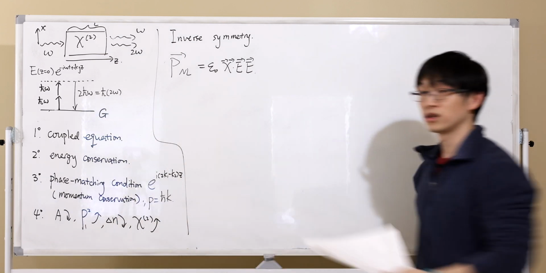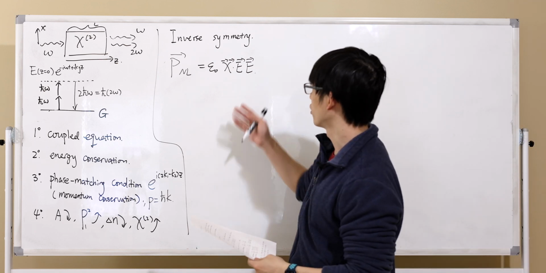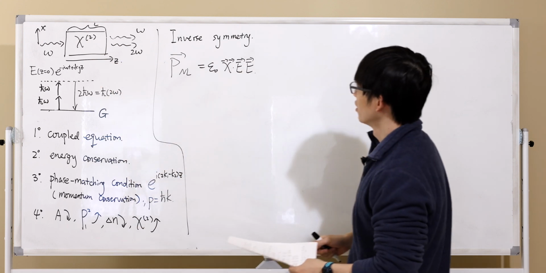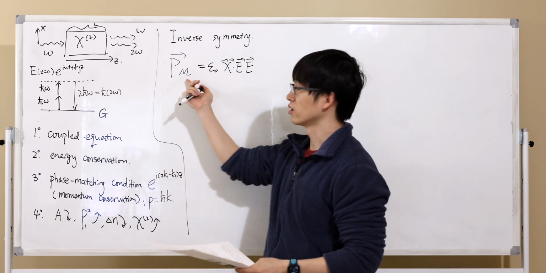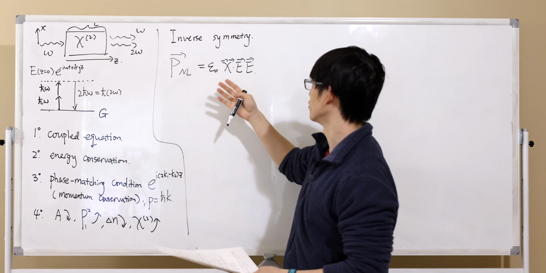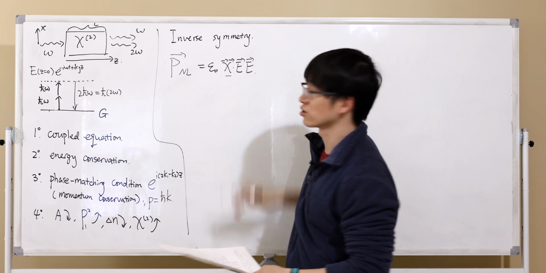Okay, so this is a nonlinear polarization expression, and if you want to generate a second harmonic generation, a second harmonic line, of course you want the nonlinear polarization to be non-zero, right? And then according to this equation, this has to be non-zero, and this too has to be non-zero.